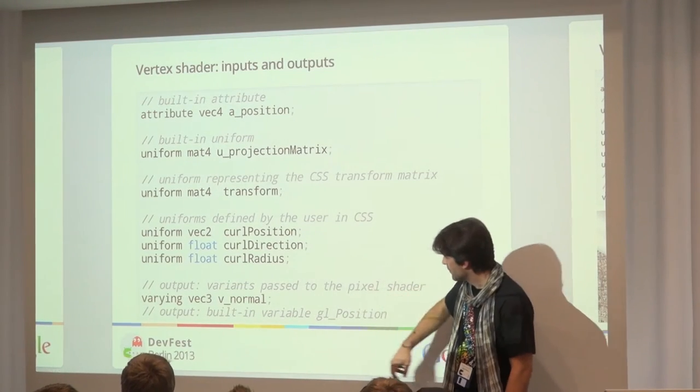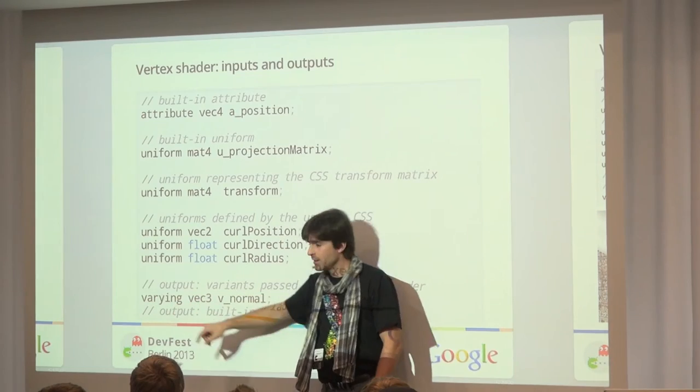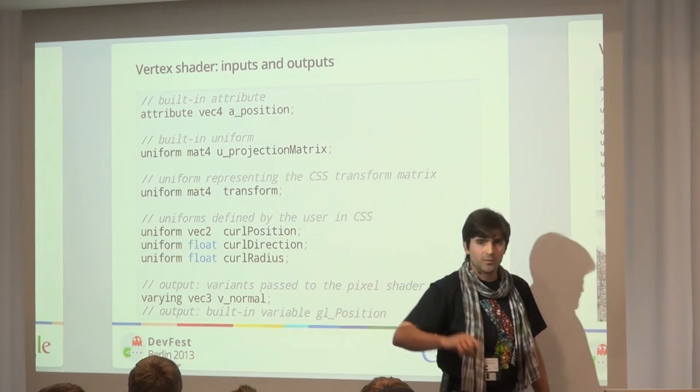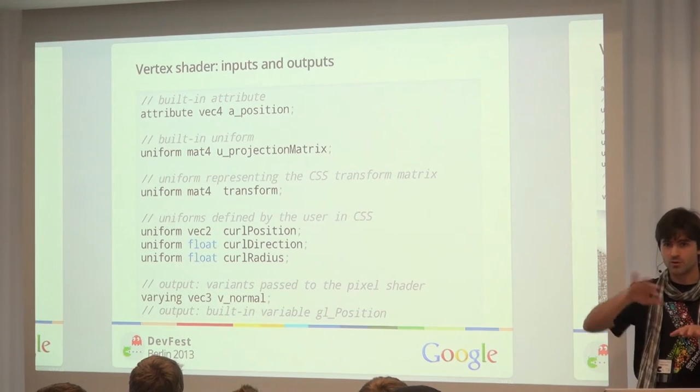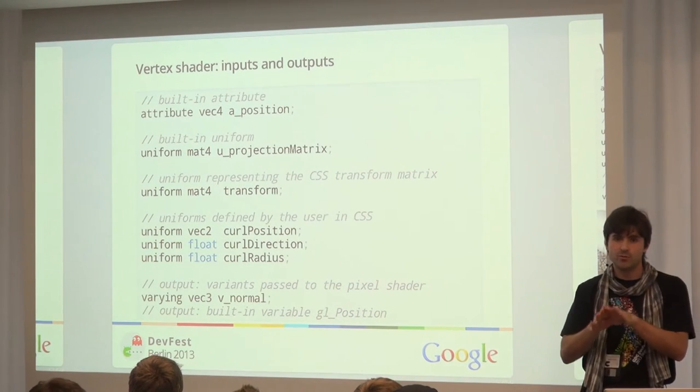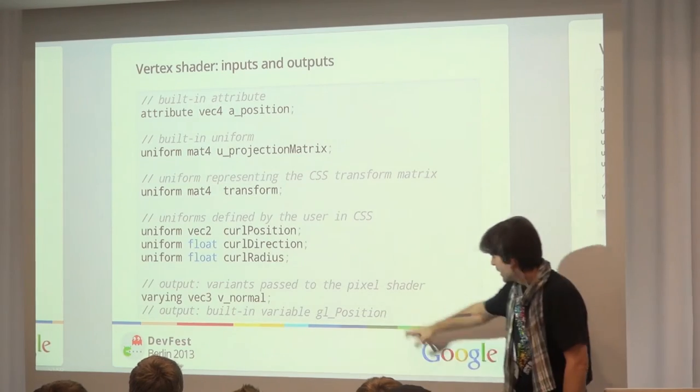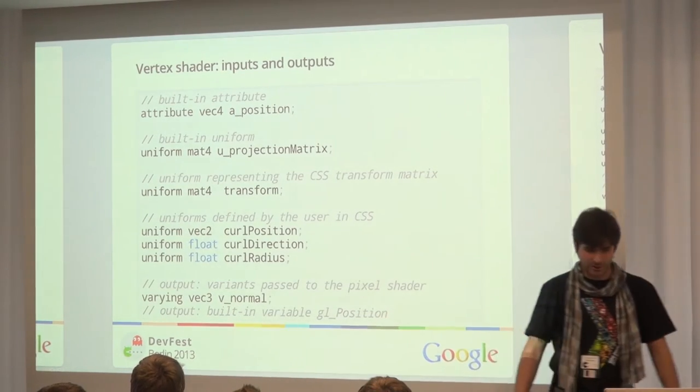Finally, outputs, you have to declare them as varying. In my case, what I will be computing is the normal vector to the curved surface, because I need that to compute my lighting effect. And of course, I need to fill the GL position here.